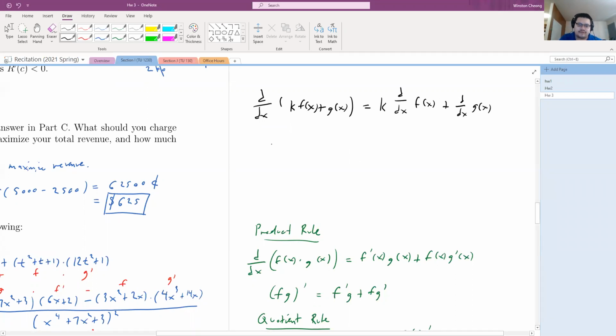Or if you wanted to abbreviate this, you would have k times (f plus or minus g), where f and g are functions. You're taking the derivative of that. That would be equal to k times (f prime plus or minus g prime). Okay.